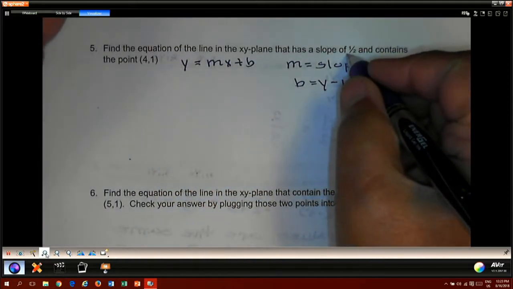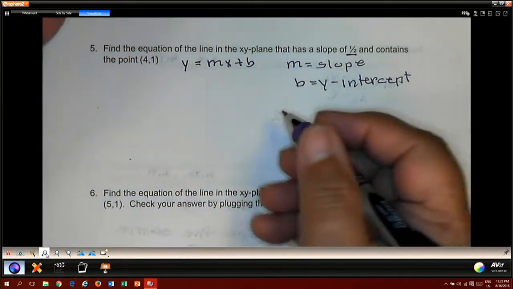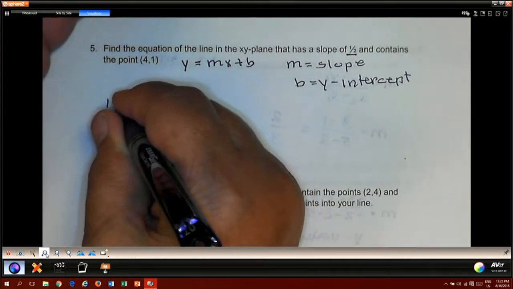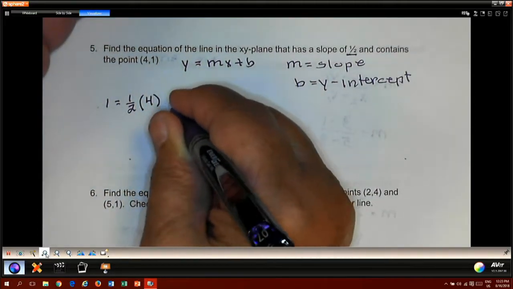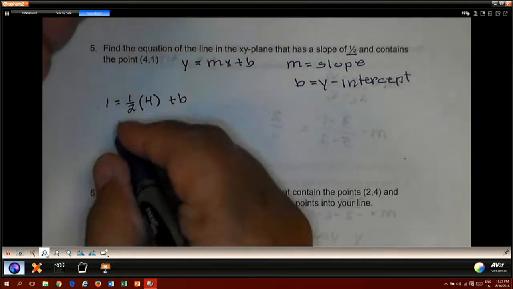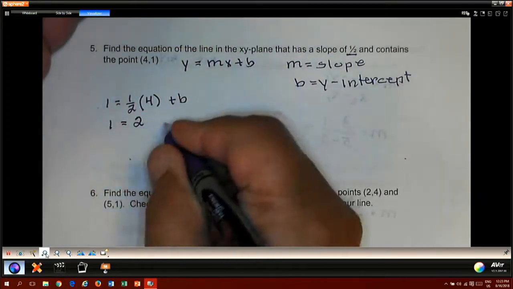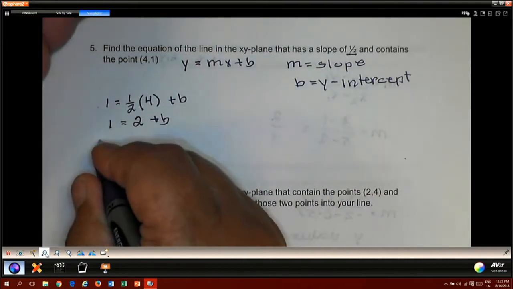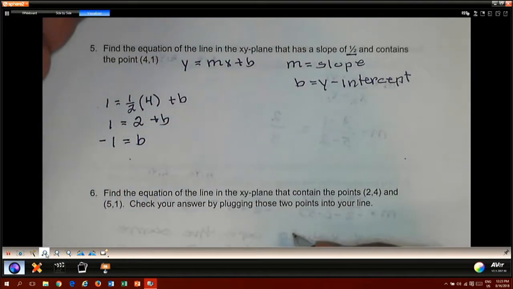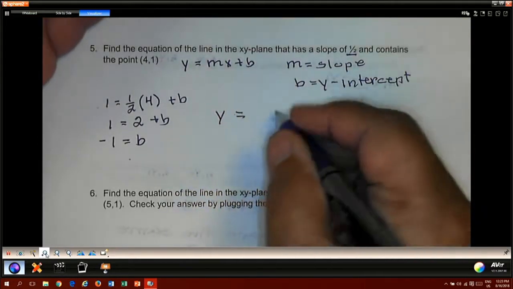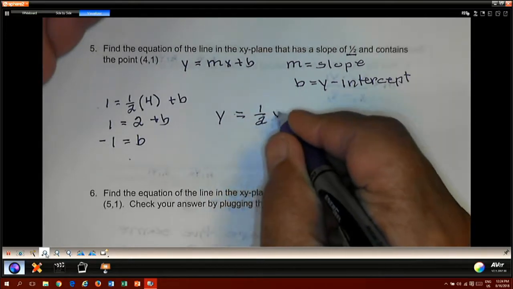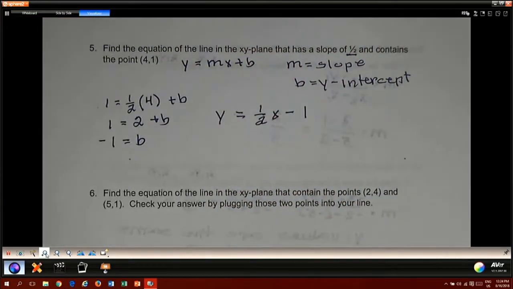So we know the slope is 1/2, and we have this point. So y is 1, the slope is 1/2, x is 4, and we need to find out what b is. So we have 1 equals 2 plus b. Subtracting the 2, we have -1 is b. So the equation of the line is y equals 1/2 x minus 1. Remember, the equation of a line always has a y and an x in it.